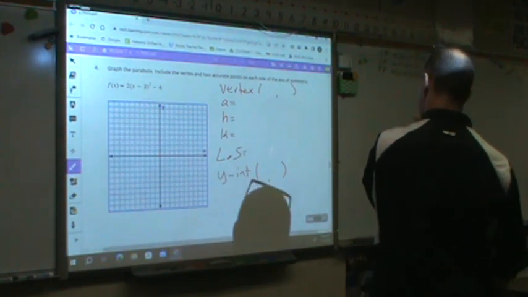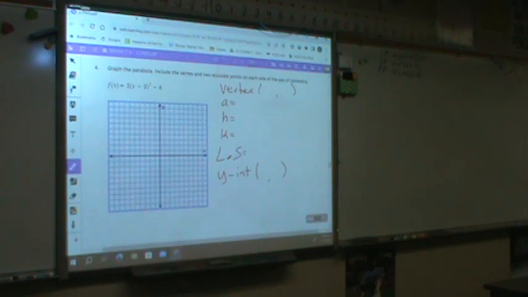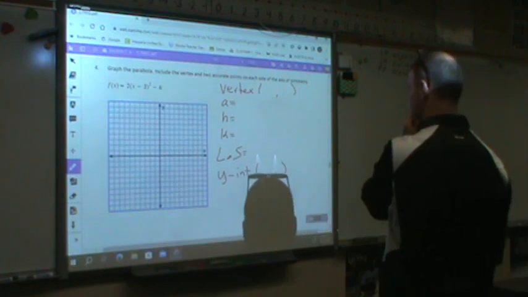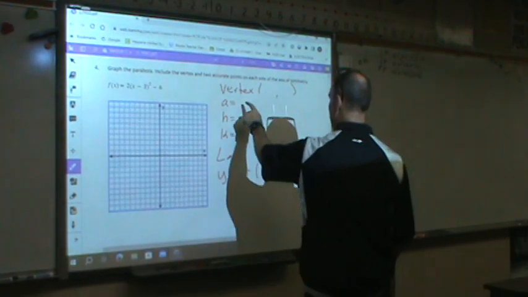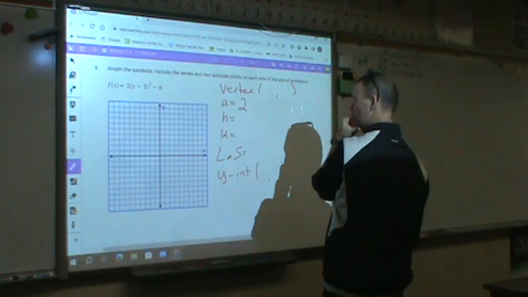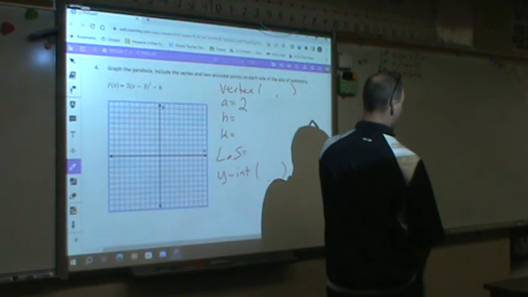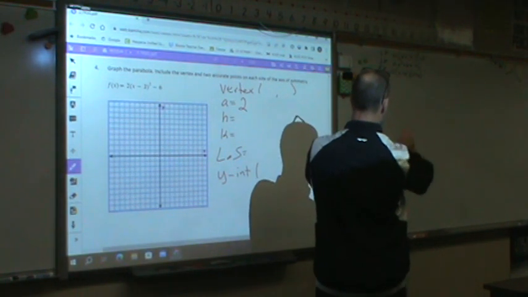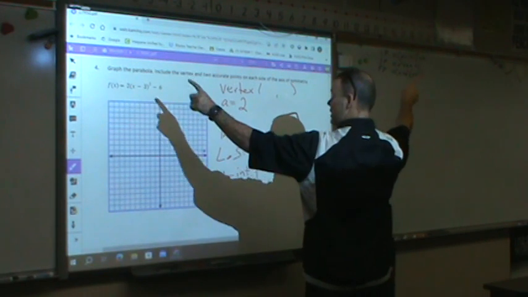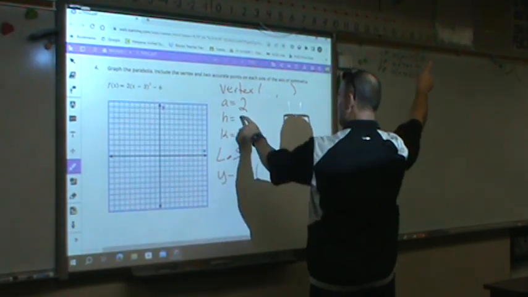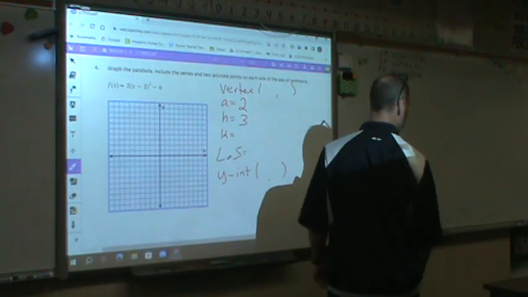We gotta remember, and I know it's tough. What's A? Let's identify A. 2. What is H? Be careful. You had it right the first time. Remember, the general form is always x minus. This is x minus, which means H is positive 3, not negative 3.